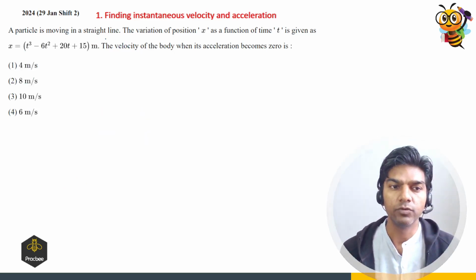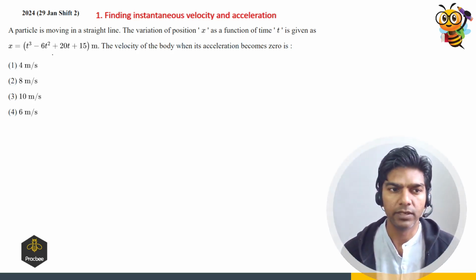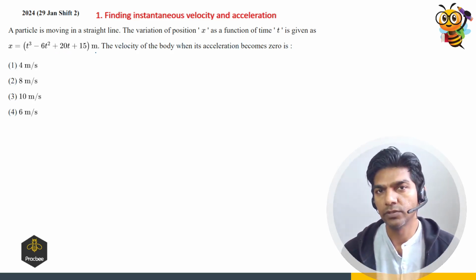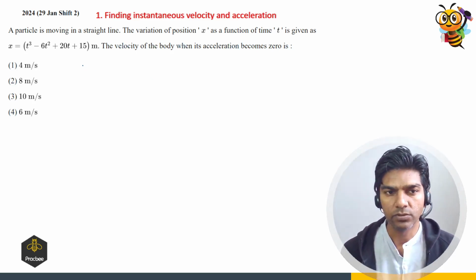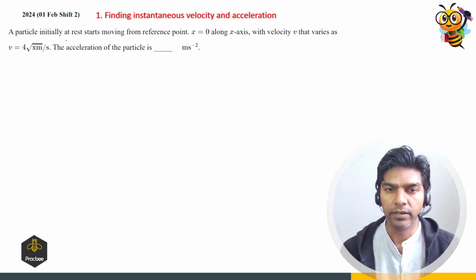A particle is moving in a straight line. The variation of x as a function of time t is given as x equals t cube minus 6t square plus 20t plus 15 in meters. The velocity of the body when acceleration becomes 0. Again, it is based on the same concept, so I'm leaving this as homework for you. Now you know how to tackle these types of questions. Let us see this question.